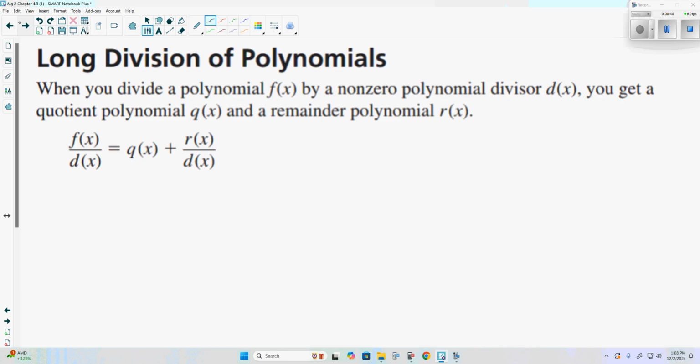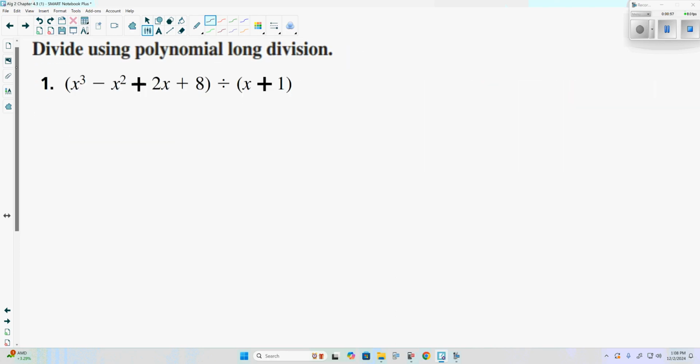Really, when we divide two polynomial functions, we'll get the main part of the answer, which here is q of x. And r of x is just our remainder over what we're dividing the equation by. Now, whenever we divide polynomial functions, there's two ways to do it. One of them is long division, and the other is synthetic division. What we're going to be doing today is long division. What we're going to do tomorrow is synthetic.